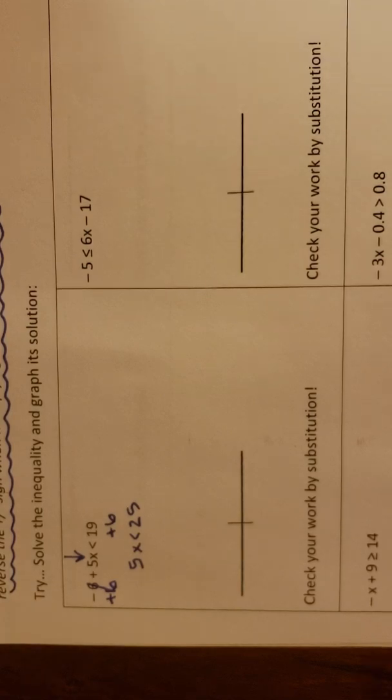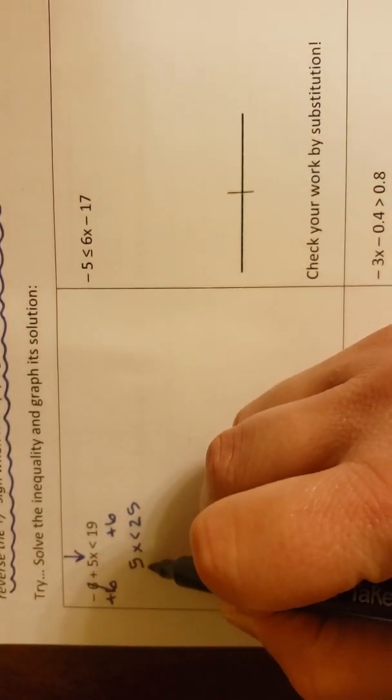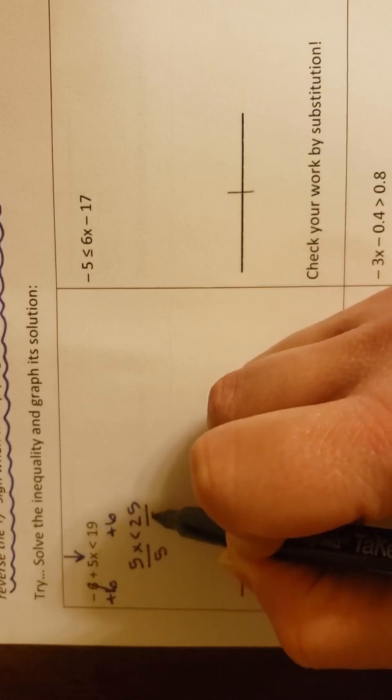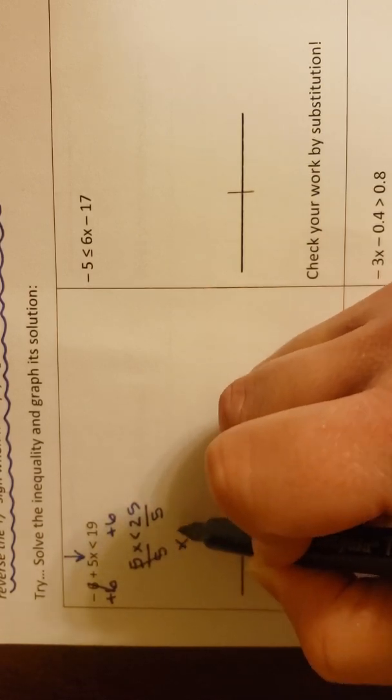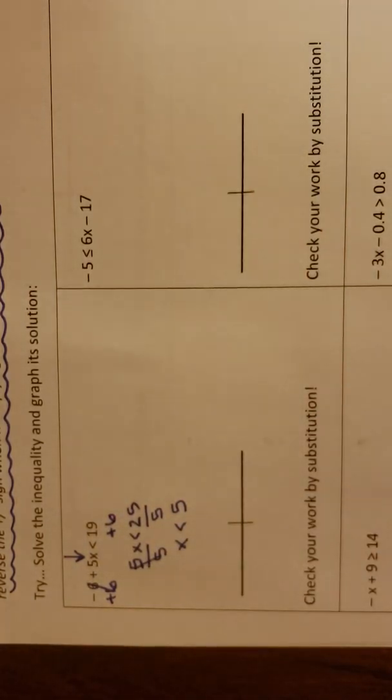And then to isolate x, it's being multiplied by a 5. The reverse of multiplication is division. What I do on one side, I do to the other. X is less than 5. And again, I kept that sign because while I divided to find my solution, it wasn't by a negative. So I'm going to keep the sign.